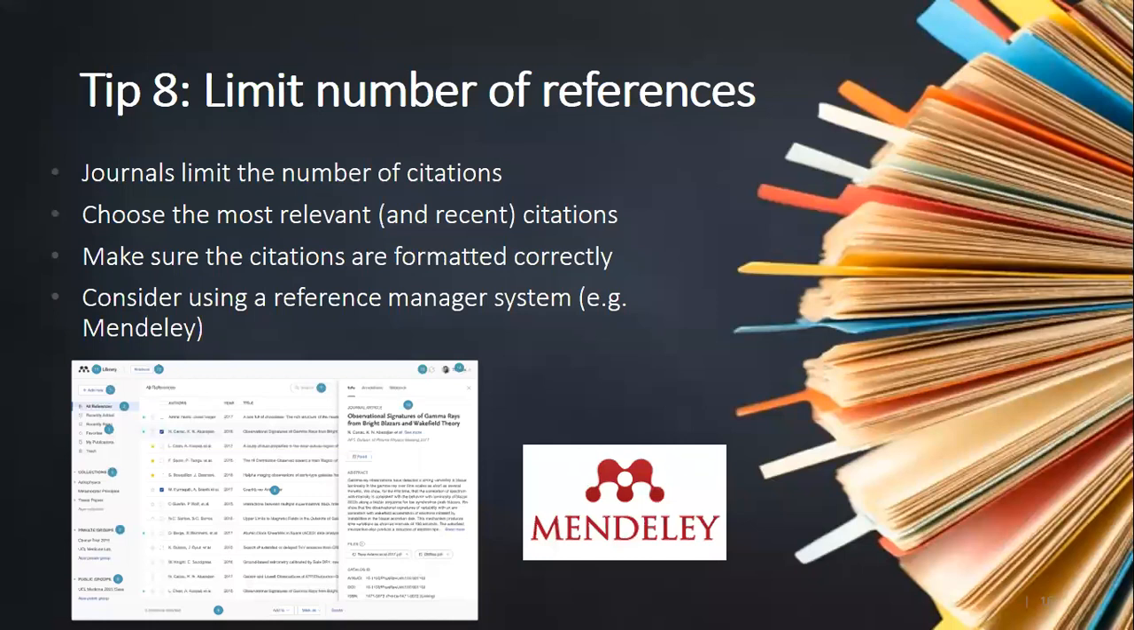Number 8, limit the number of references. In your journal article, sometimes your reference list can be 10 pages long or 15 pages long, just references. You cannot afford to have 10, 15 pages of references in a journal article.